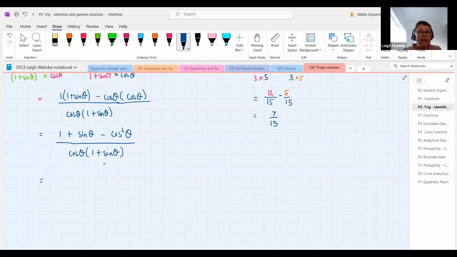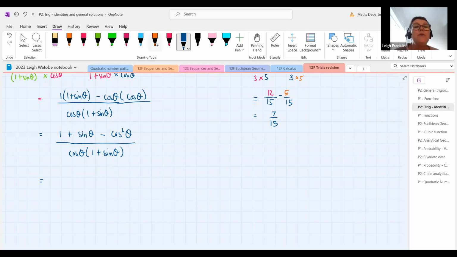So I cannot cancel the 1 at the top with the 1 at the bottom. I cannot cancel the sine theta at the top with the sine theta at the bottom. I cannot cancel the cos squared theta at the top with the cos theta at the bottom because of the pluses and minuses. All right, so at this stage, I either need to use an identity or I need to factorize. I've got to do something, right? But I'm not allowed to cancel.